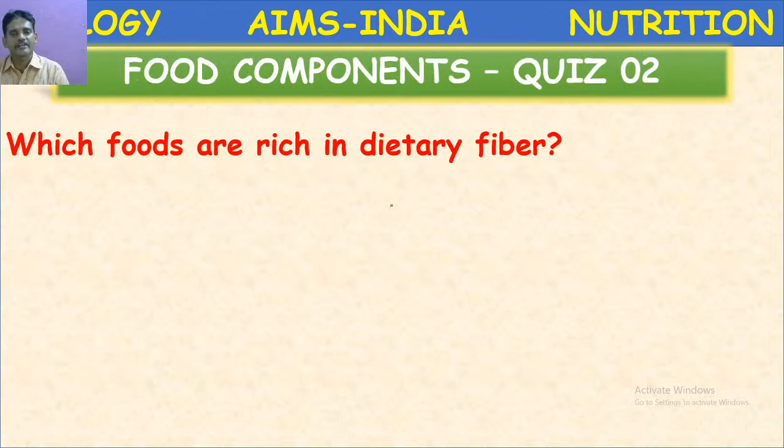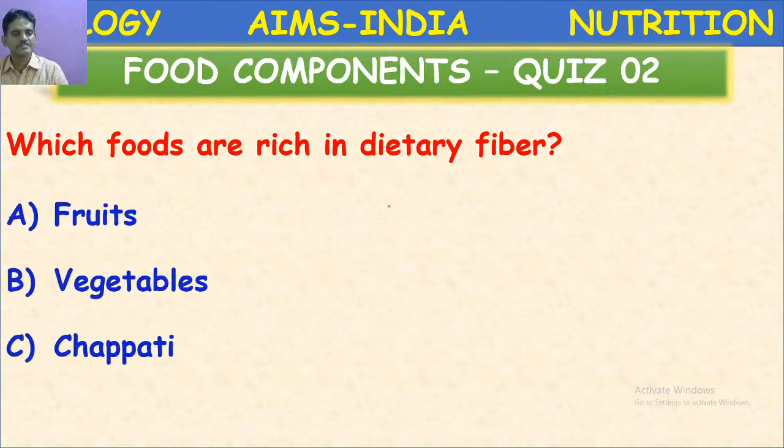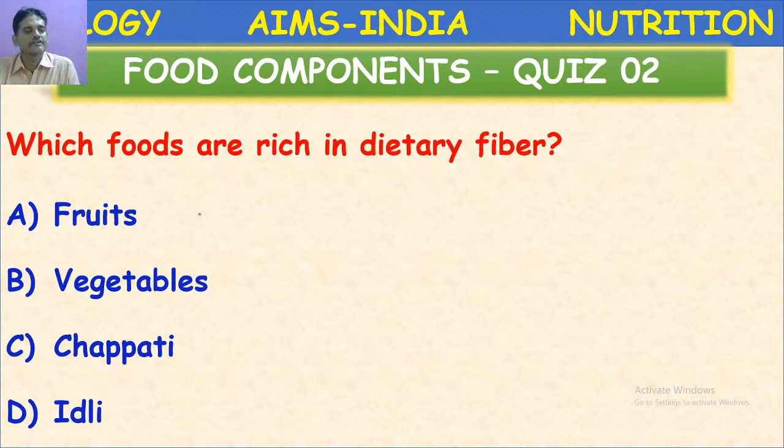Which foods are rich in dietary fibers? Fruits, vegetables, chapati, idli. So here it's a multi-correct answer. Fruits, vegetables. Particularly vegetables are richer in dietary fiber than fruits, but some of the fruits like berries are rich in dietary fiber, even mangoes. Okay, and chapati also contains some dietary fiber because wheat flour contains some dietary fiber.